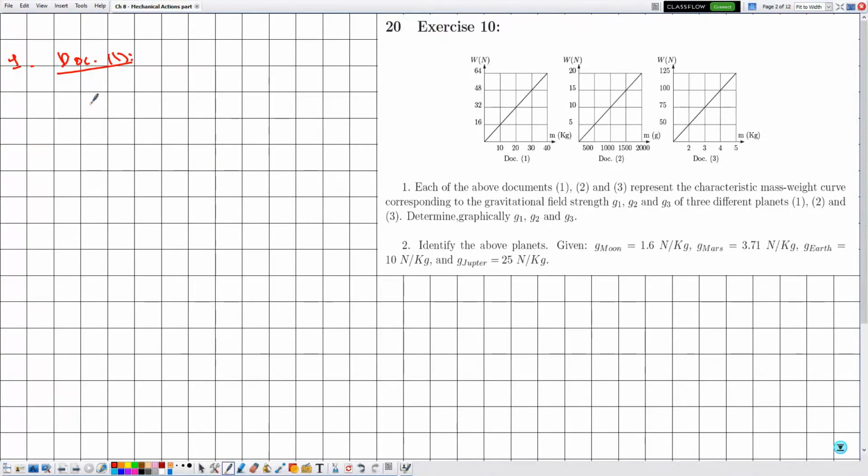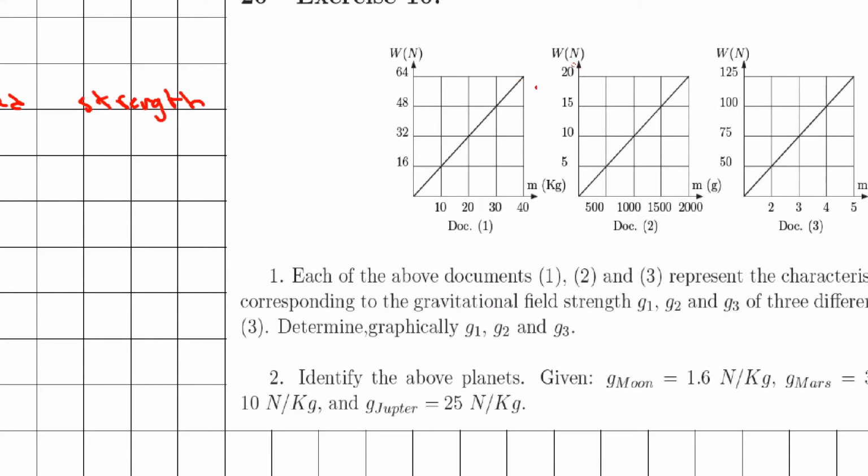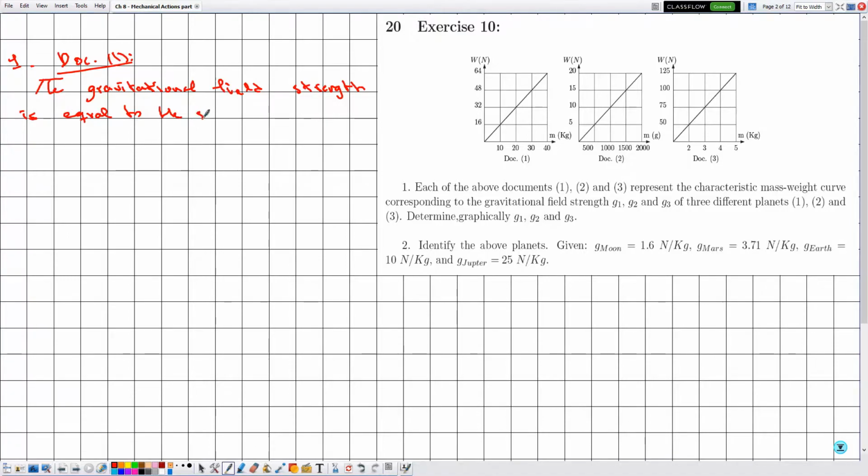As usual, we need to follow different steps. We will start by writing the definition. The gravitational field strength is equal to the slope of the characteristic mass-weight curve. I will always refer to electricity: instead of saying current-voltage, we'll say mass-weight.